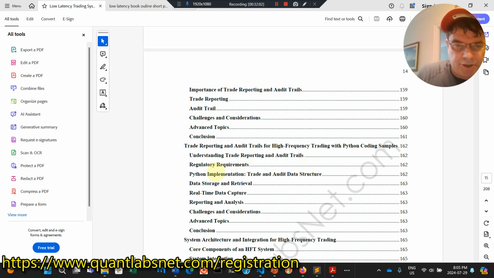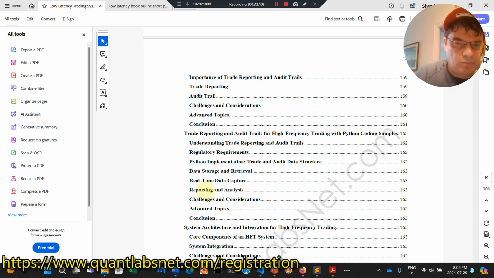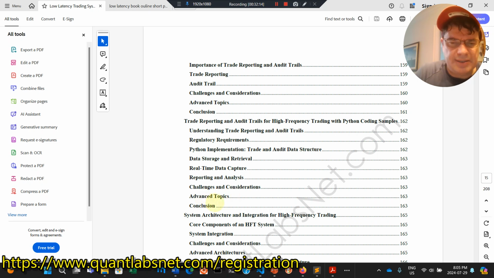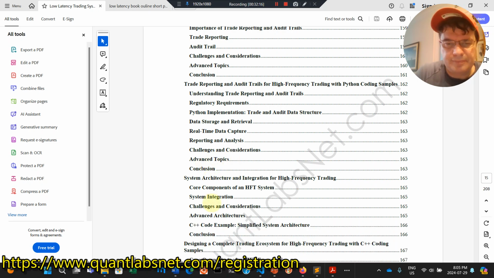Understand trading, reporting, audit trail, regulatory. Python is the only one you get with Python. Trade and audit data structure, data storage, retrieval, real-time data capture, reporting analysis, challenges and consideration, advanced topics. So we're now getting into, let's say, the last half of the book.